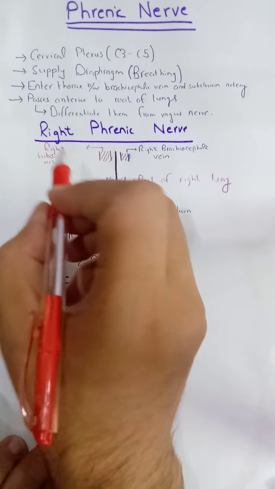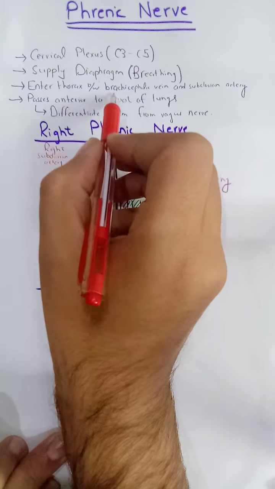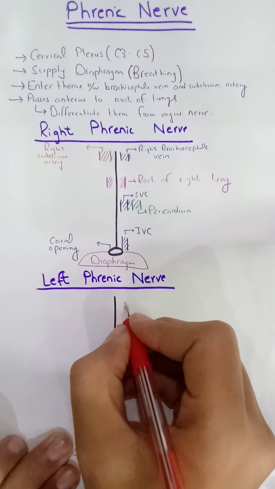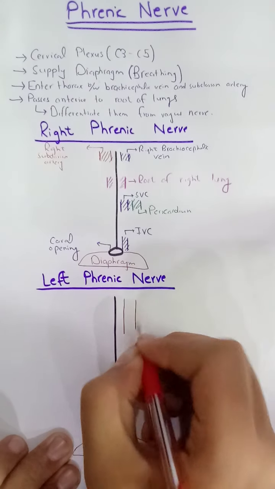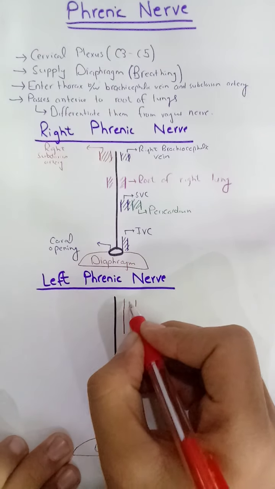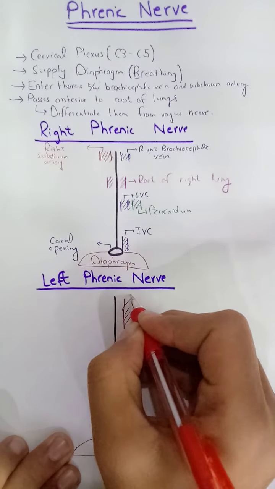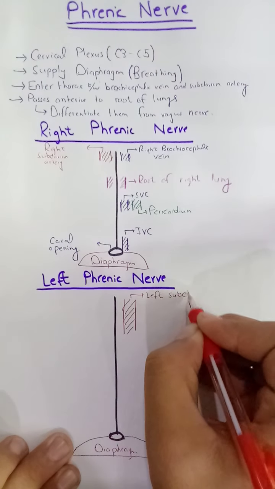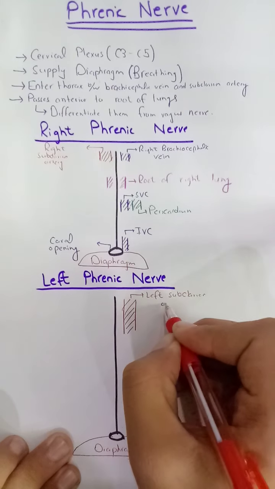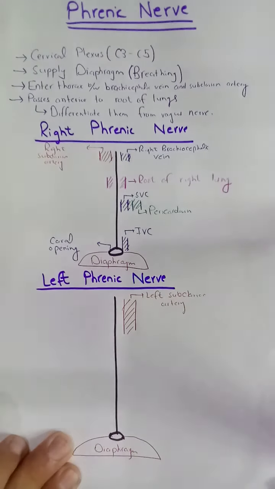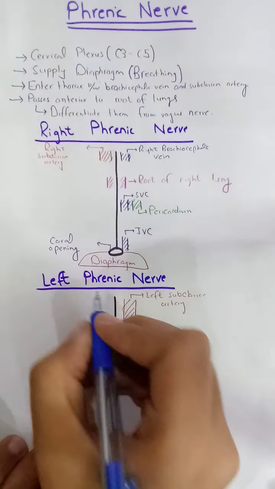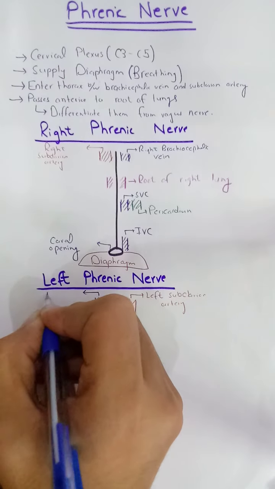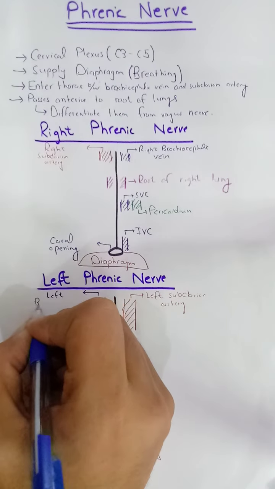The first was that it enters the thorax between the brachiocephalic vein and subclavian artery. So it is the left side: here will be the left subclavian artery, and here will be the left brachiocephalic vein.